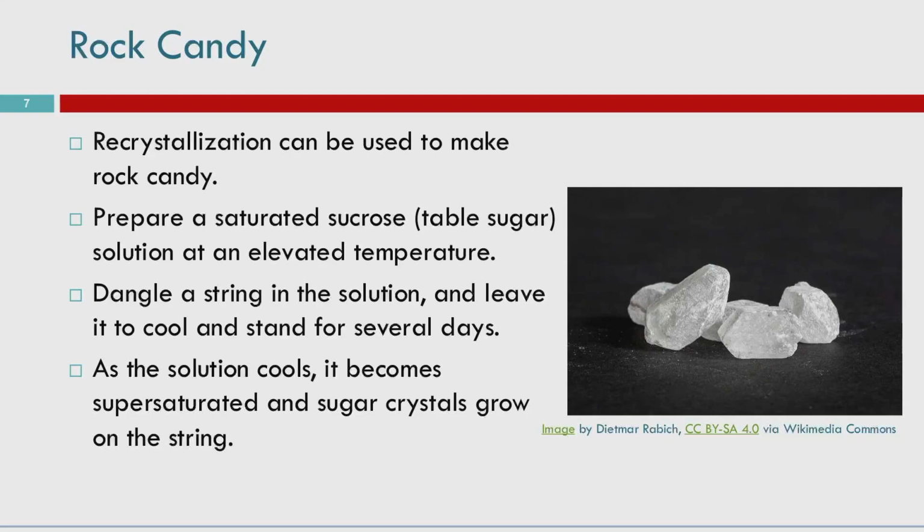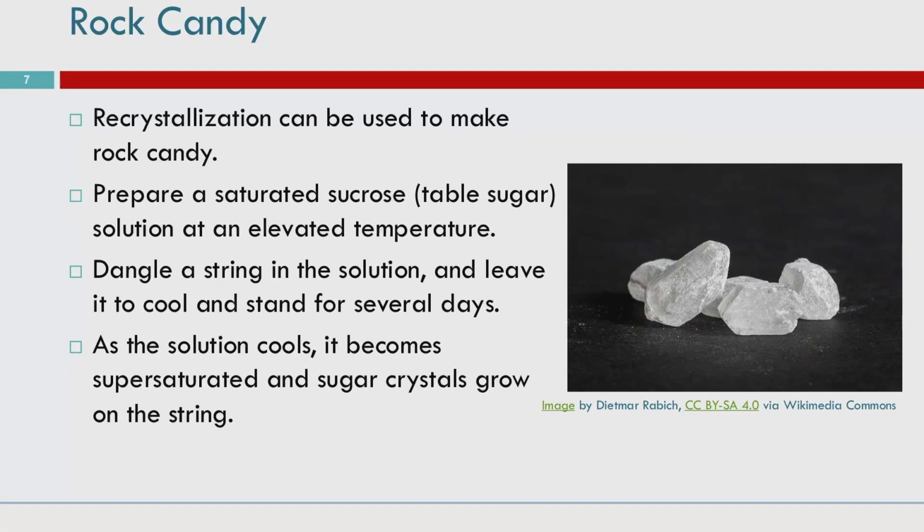Dangle a string or put a little stick in it or something, and leave that to cool for a couple of days. As that cools down, you'll be forming these sugar crystals. Those will typically form on the string, and you can do this as many times as you want. So you can pull it out, make another supersaturated solution, dip your rock candy back into it, and keep growing your crystals as big as you want. You might also be able to color them with like some food dye, but that's up to you. If you long for red 40, get after it.